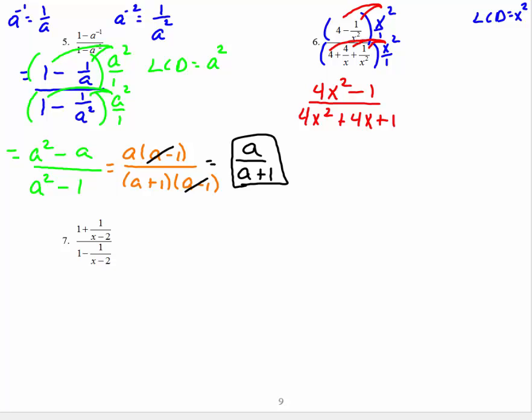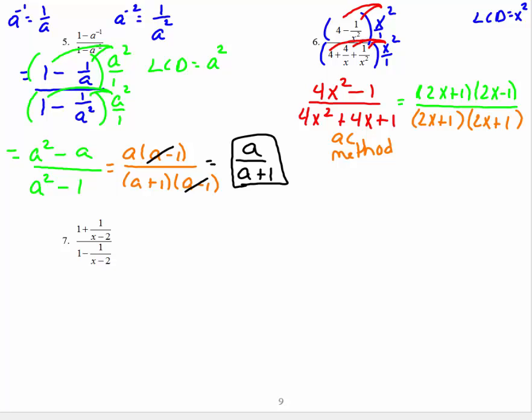So now we need to factor. 4x squared minus 1 on top is your difference of squares. That's going to factor into 2x plus 1 times 2x minus 1. And the denominator, 4x squared plus 4x plus 1, that's the AC method. So that takes a little bit longer. I'm going to jump to the factors. You fill in the AC method. Look back at some of our previous videos to help with that. And that's going to factor into 2x plus 1 times 2x plus 1.